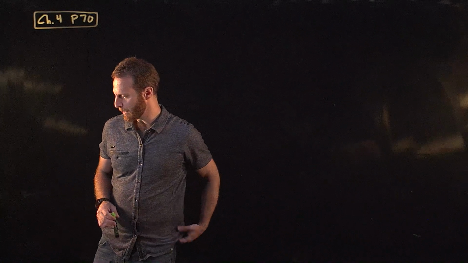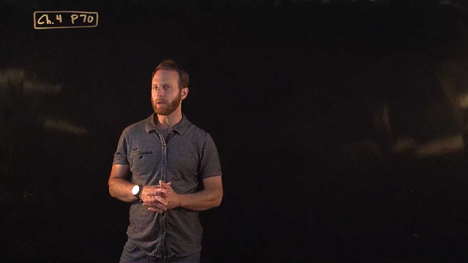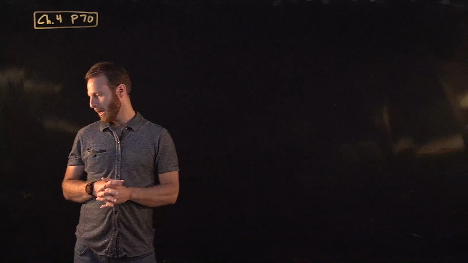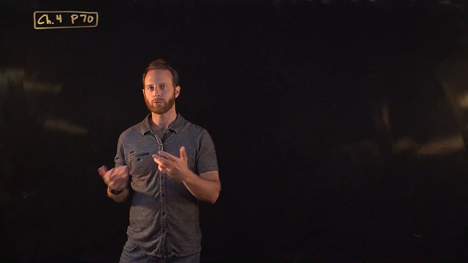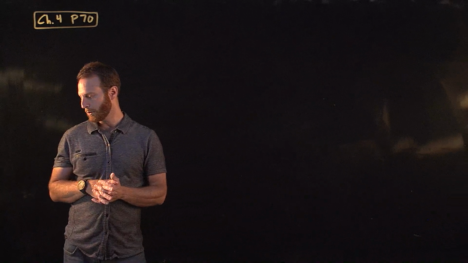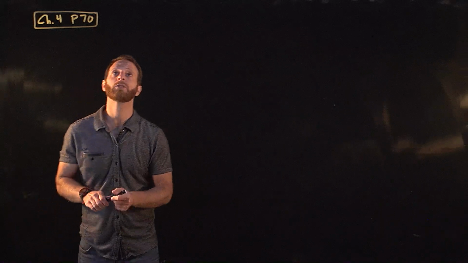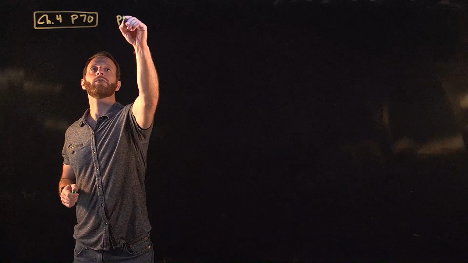Right, so we have here Chapter 4, Problem 70, and we're told that we've got a 75 kilogram person standing on a scale, and they're in an elevator, and we're tasked with figuring out what does the scale read in newtons and in kilograms under various conditions. So let's go ahead and draw the picture.